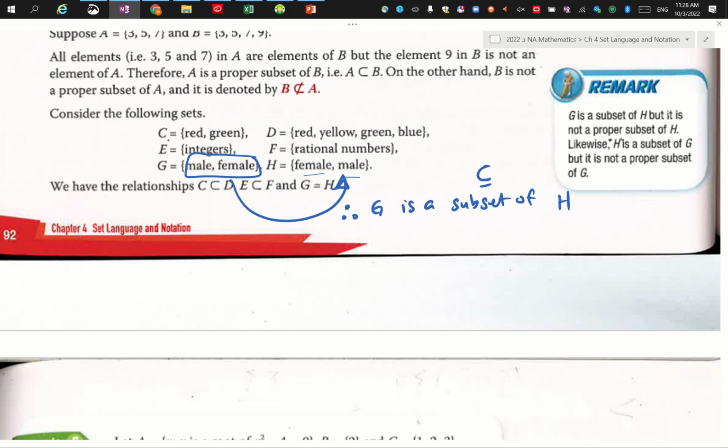Proper means they are not the same, not equal. Like your pencil case is not equal to your bag. That is a proper subset. In this final example, G and H, they are exactly the same. So we say that it is simply called a subset. In fact, they are equal. But we cannot say that they are proper subset. Okay?